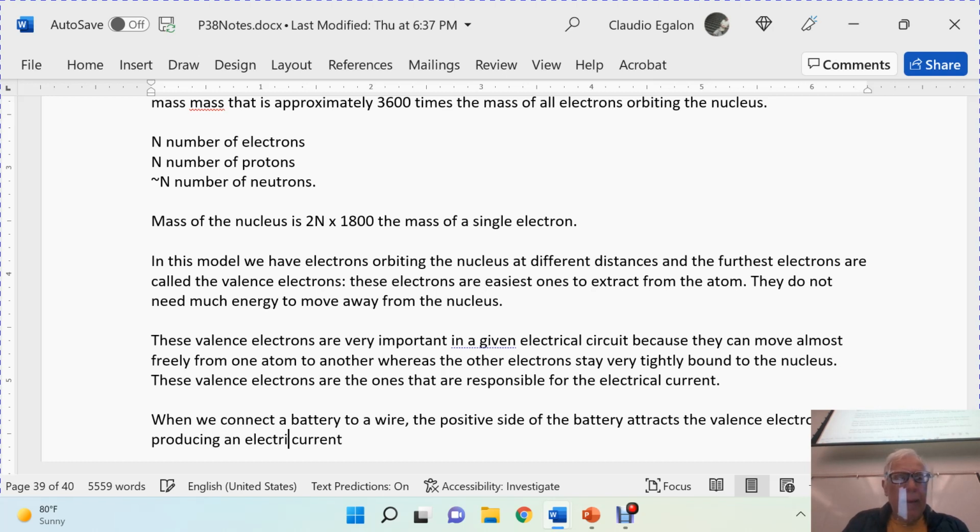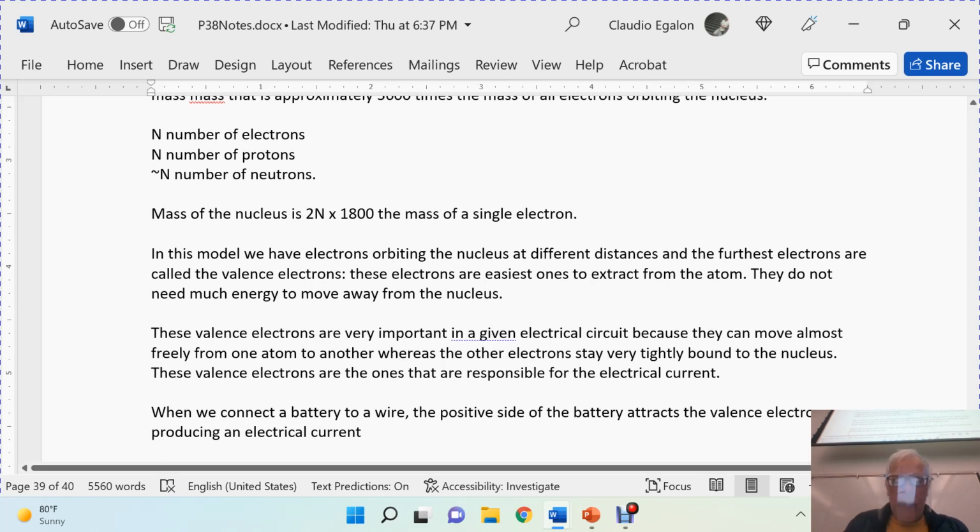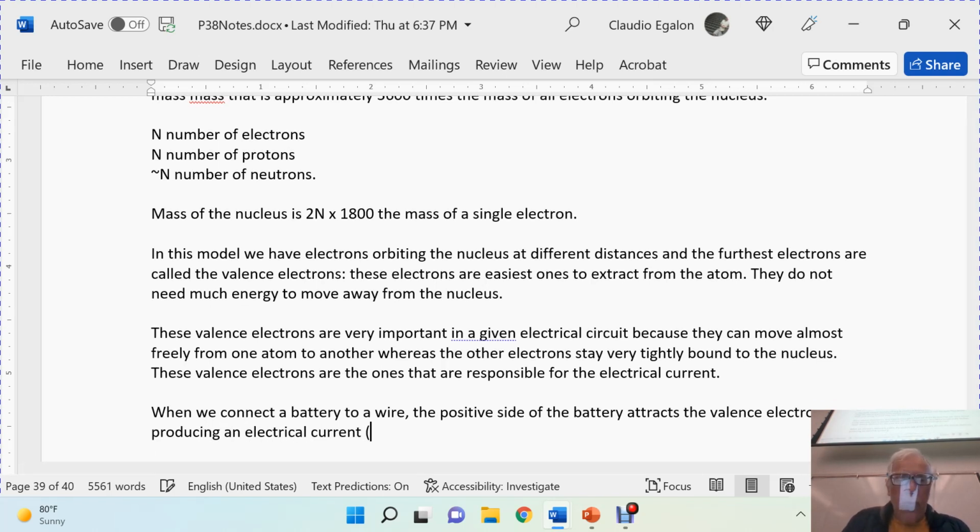An electrical current. What does it mean, electrical current? In other words, a current of electrons. Protons don't move because they are too heavy and too tightly bound to the material, as well as the inner electrons. So in general, the less valence electrons you have, the more conductive the material.